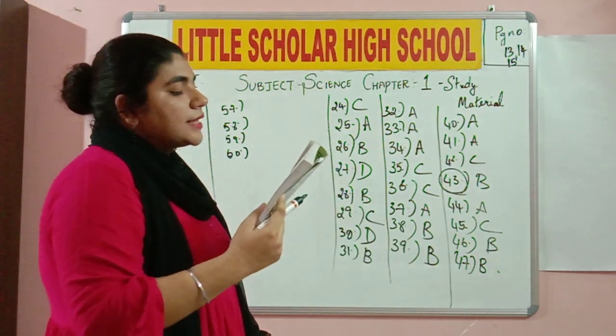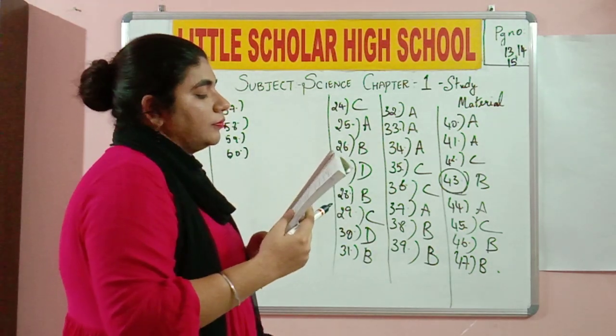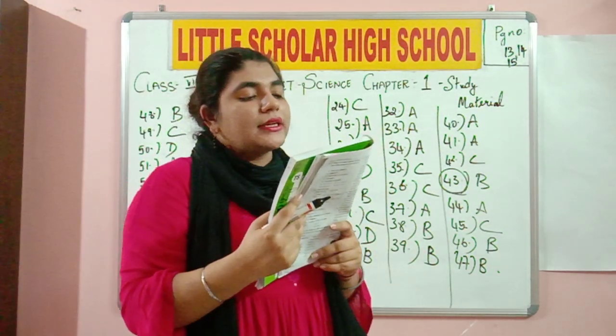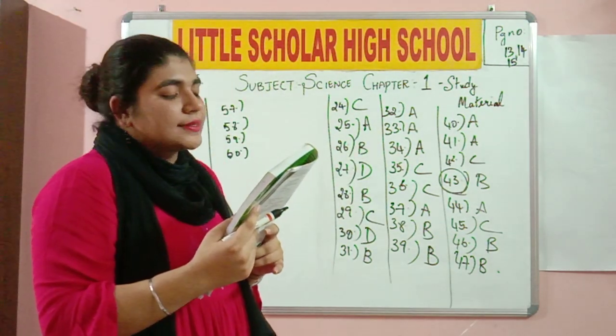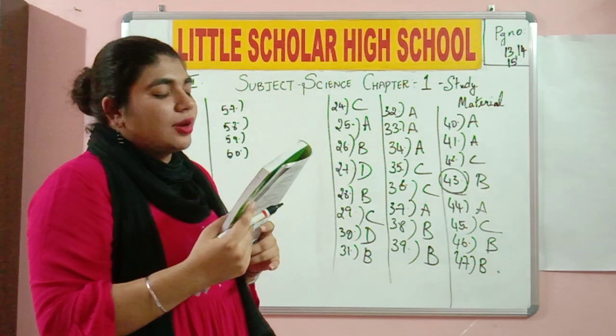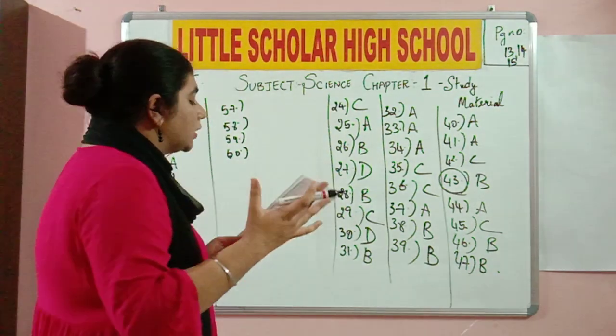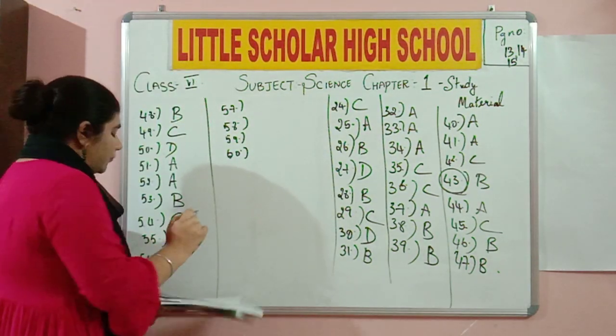55. Give an example for animal present in B. What is present in B? B is meat-giving animals. Okay, let's look at the options. Hen gives you eggs. Duck gives you eggs. You don't eat rabbit. It's the goat. Goat gives you the mutton. So 55 is option C.